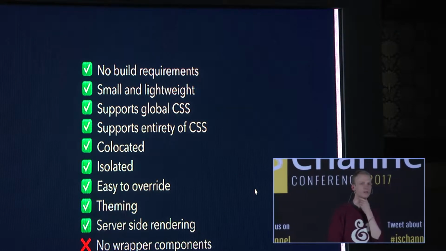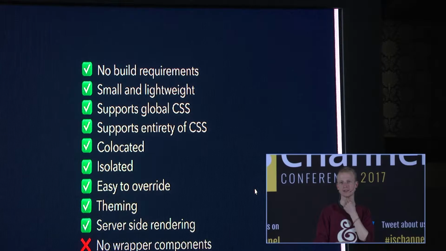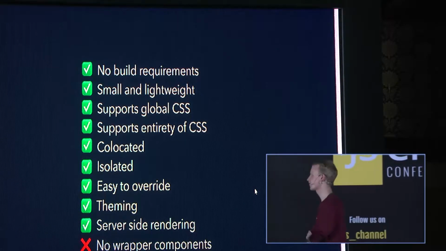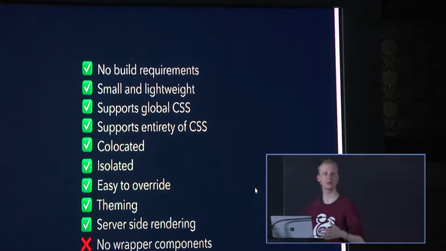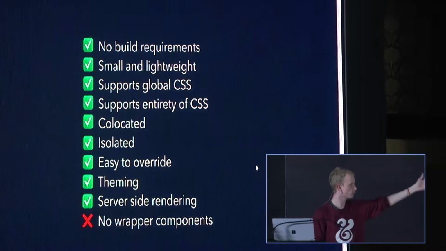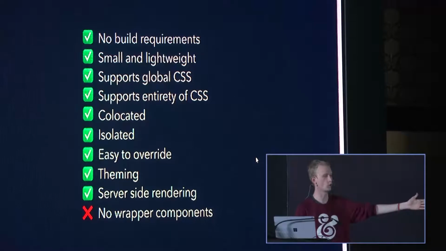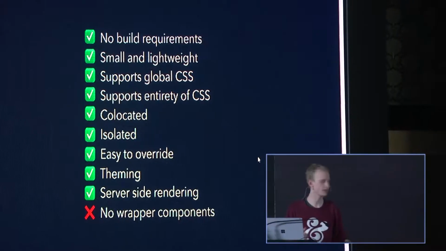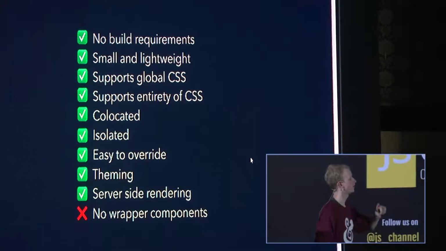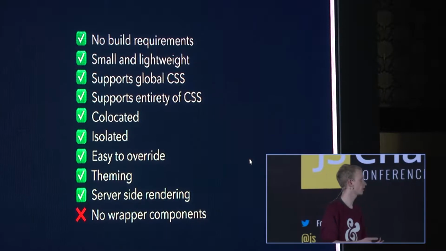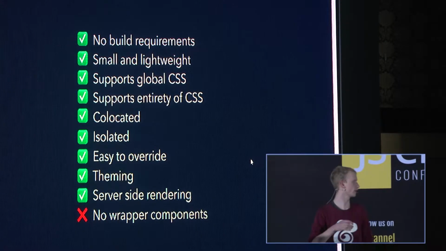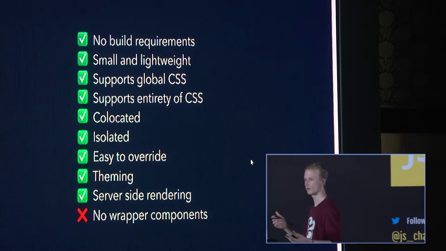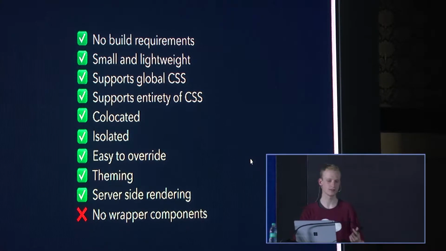It looks pretty green, which is kind of unfair because I made that checklist, so obviously it will be very green. But it ticks a lot of the boxes that I need, right? The things we needed at ThinkMill were these couple of boxes, and it ticks almost all of them apart from the no wrapper components, because there's lots of wrapper components. But it doesn't have any build requirements. It's pretty small and lightweight. It supports global CSS. It supports the entirety of CSS. It's co-located. It's totally isolated. It's easy to override. There's theming and perfect server-side rendering support. But it has wrapper components, right? Which is a trade-off I'm fine with.